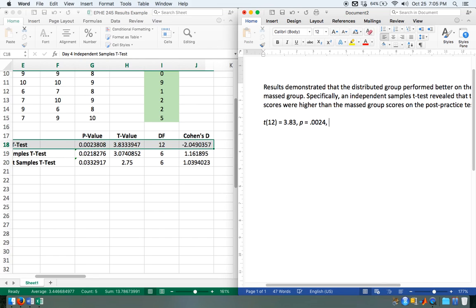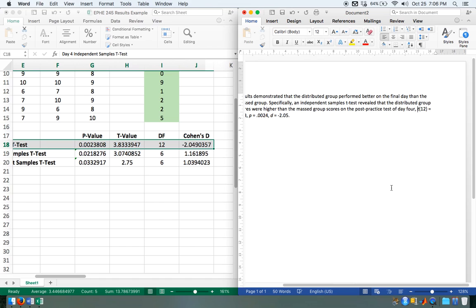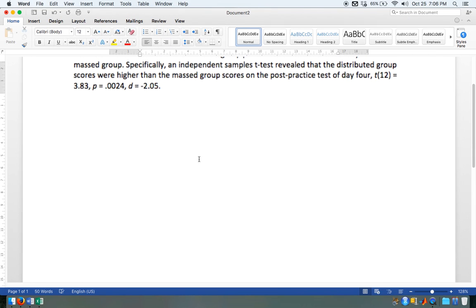Okay, so comma, again italicized minuscule d for Cohen's d. Why it's called d, I'm not too sure, but a guy named Cohen determined that. Equals minus 2.04. Or I guess 0.5. Okay, so now I have my t-test, my p value, and my effect size. So I'm going to attach this to my actual paragraph now. And there we go.